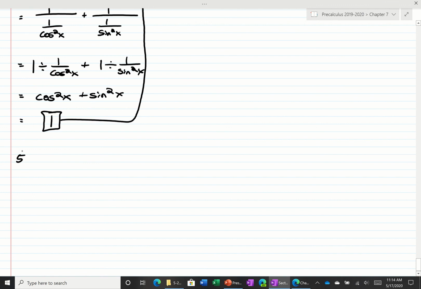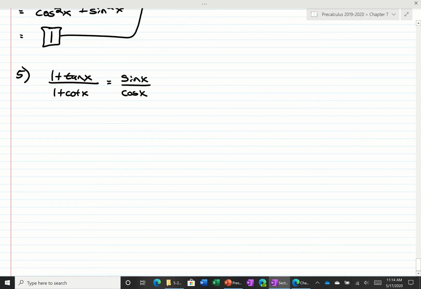Let's do our last problem, problem number 5. It says 1 plus the tangent of x over 1 plus the cotangent of x is equal to sine over cosine. Well, sine over cosine is just tangent, so there's nothing we could really do with that, but on the left side I could get a common denominator after converting to sines and cosines. You can multiply top and bottom here by cosine, top and bottom here by sine to get a common denominator.